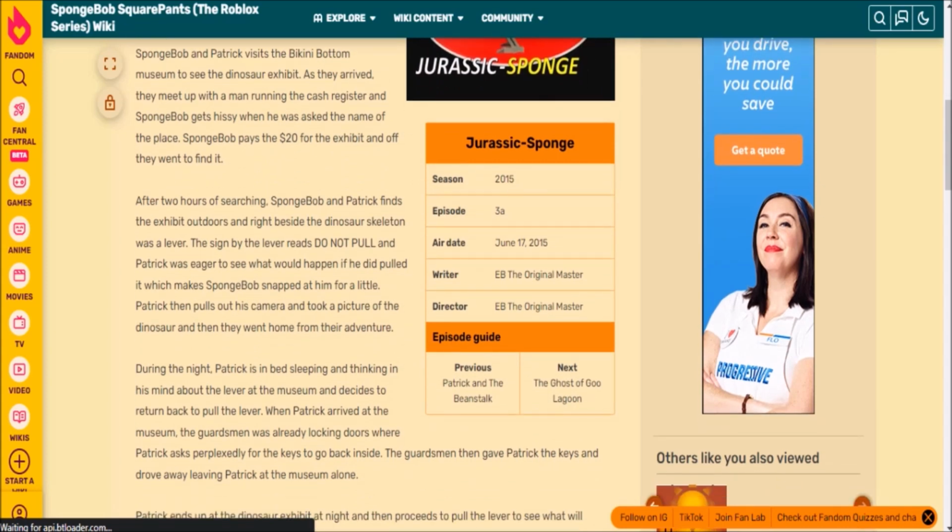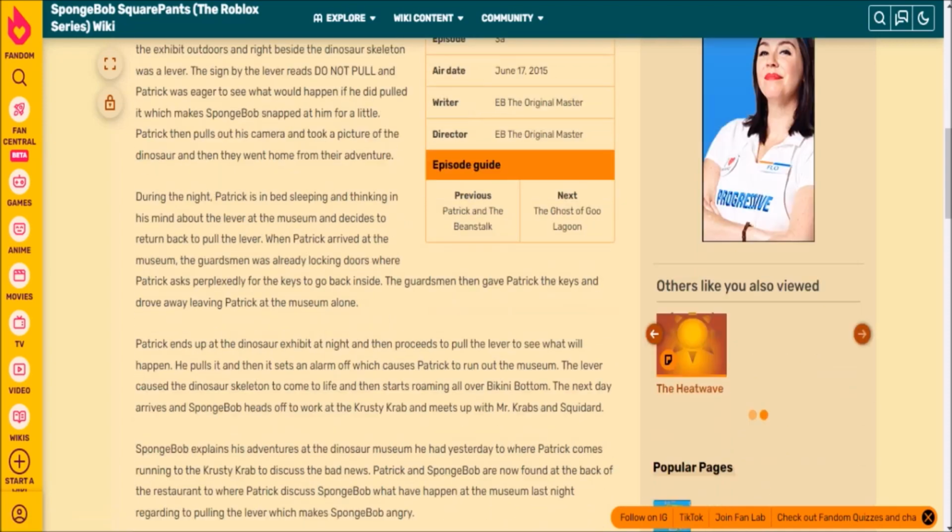After 2 hours of searching, SpongeBob and Patrick find the exhibit outdoors, and right beside the dinosaur skeleton was a lever. The sign by the lever reads, "Do not pull," and Patrick was eager to see what would happen if he pulled it, which makes SpongeBob snap at him for a little. Patrick then pulls out his camera and takes a picture, and they went home from their adventure.